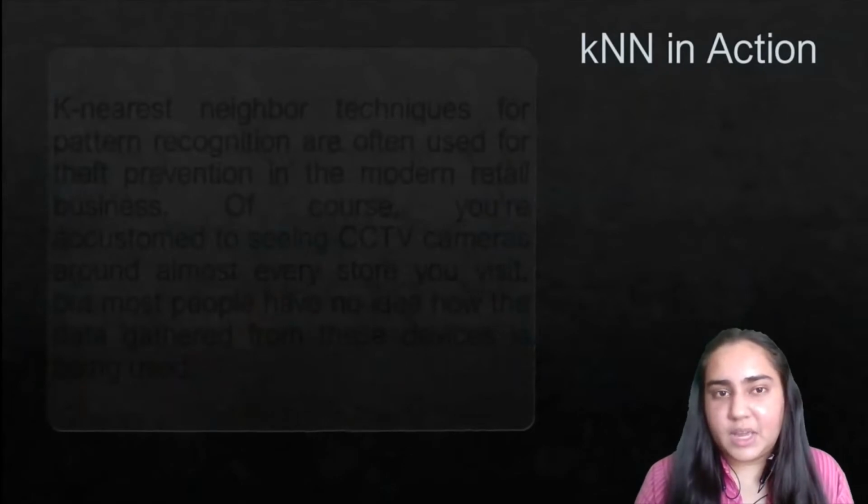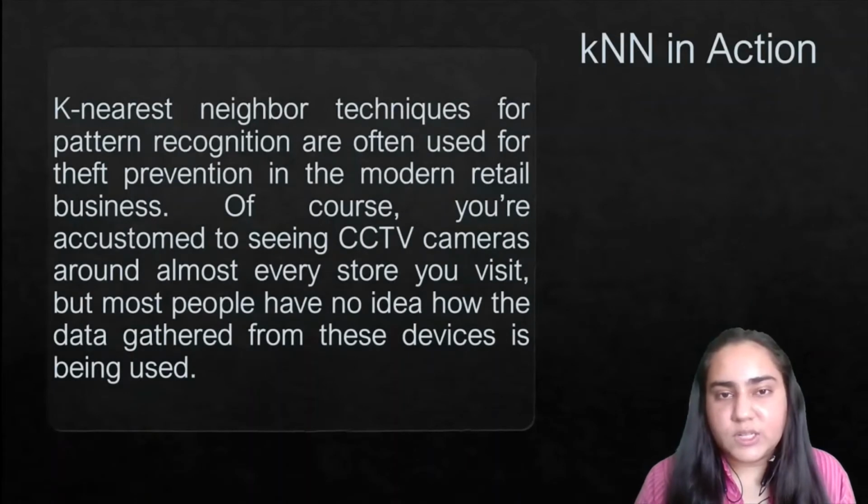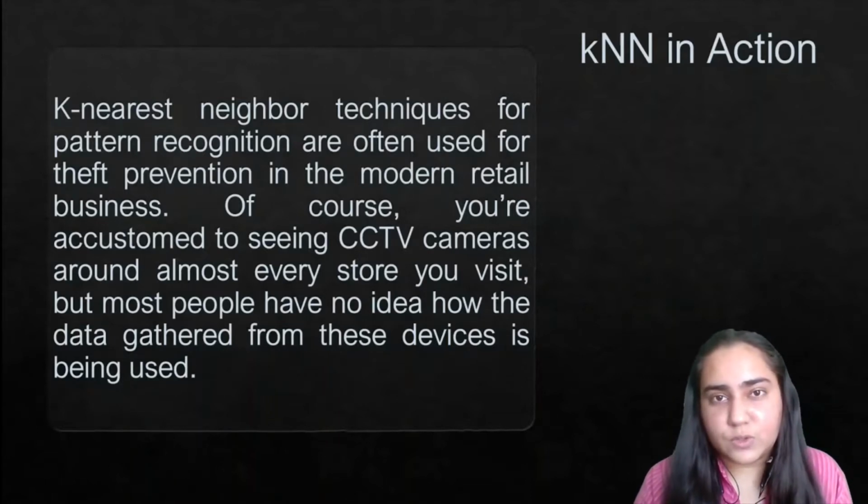First, we are going to see KNN in action, which means what are some of the examples in real life where you can apply the K nearest neighbor technique. So K-nearest neighbor techniques for pattern recognition are often used for theft prevention in the modern retail business. Of course, you're accustomed to seeing CCTV cameras around almost every store you visit, but most people have no idea how the data gathered from these devices is being used.